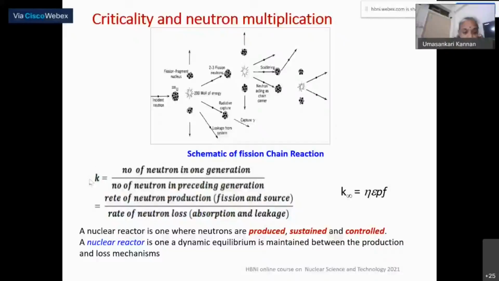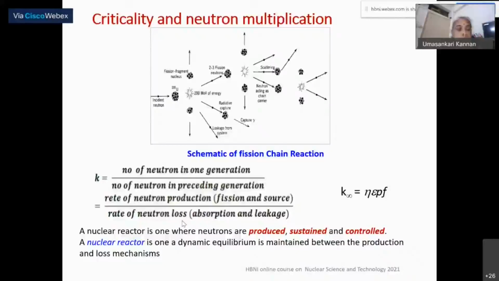If this factor K is equal to 1, that is, if production is balancing the absorptions and the leakage or the losses, then you have what is called criticality, or the neutron multiplication is invariant with time. The neutron density is not going to change with respect to time. When K is equal to 1, your production is equal to your loss, and thereby you can maintain a chain reaction in a reactor. That is what is meant by sustained or maintained. Then we say this nuclear reactor is in a dynamic equilibrium.